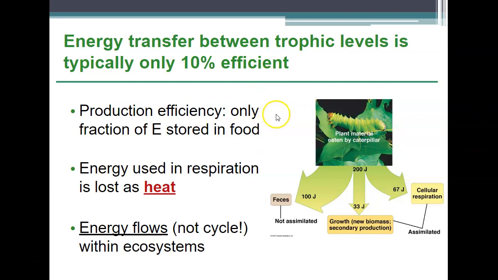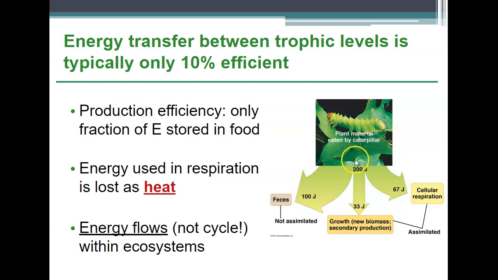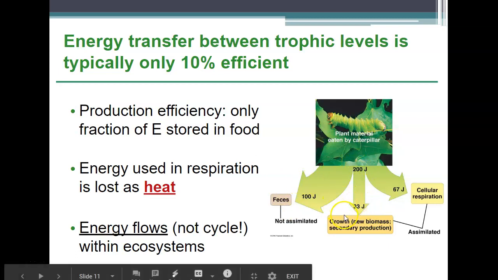And you can think about this caterpillar here too. For example, it is eating plants. Let's say it takes in 200 joules worth. Well, it's doing cellular respiration, so it's going to burn some there. It has to give up feces. So there is a certain amount of food that we eat that we just have to expel. And then only 33 of that 200 is actually something that is incorporated into the caterpillar. New biomass just means that it grew or it got bigger, the amount of mass that its little life takes up.